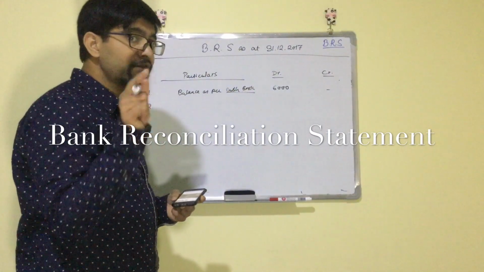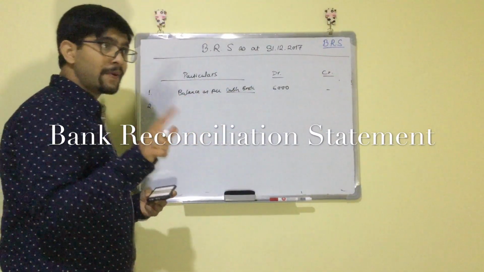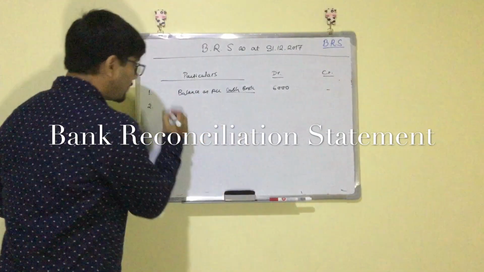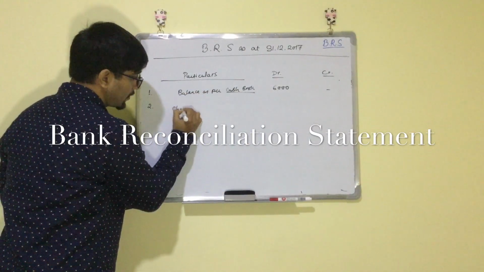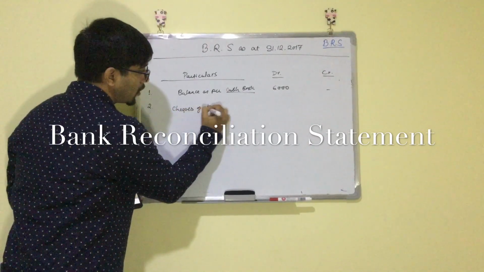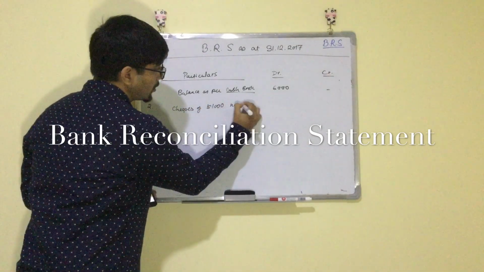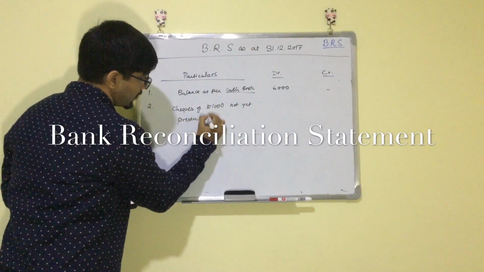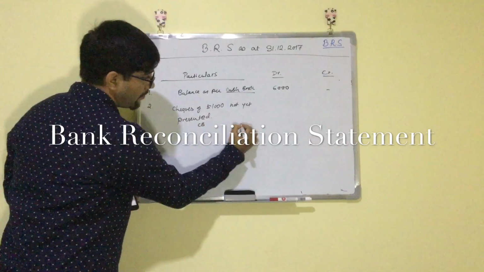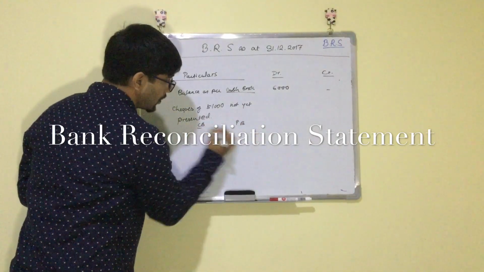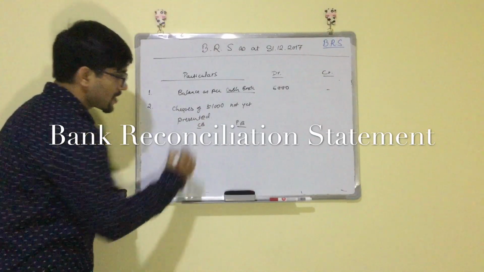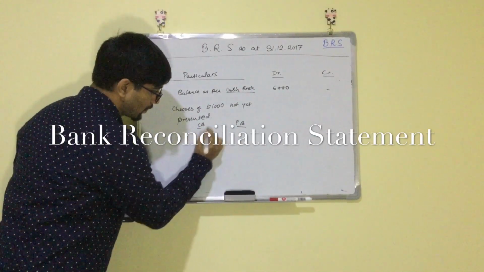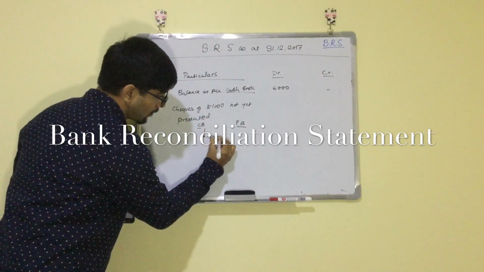We have already reduced $5,000 in our cash book, but the bank has only reduced $4,000. So in order to reach the bank, what has happened? Check of $1,000 not yet presented. So cash book, passbook. Let me show you. Cash book minus 5,000, passbook minus 5,000.